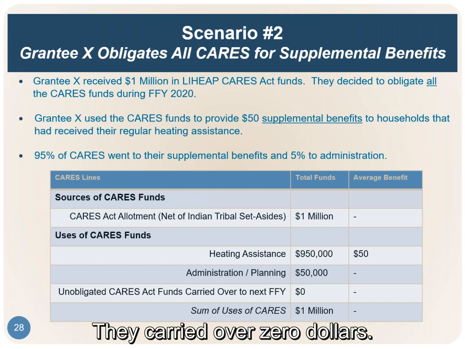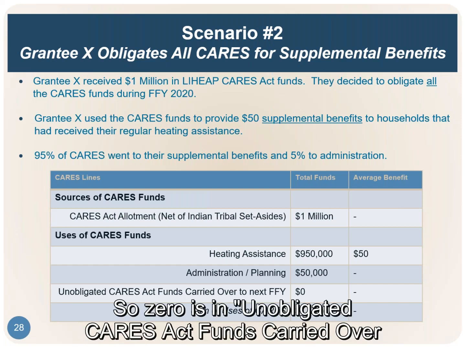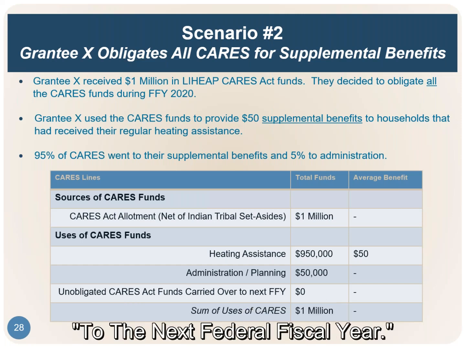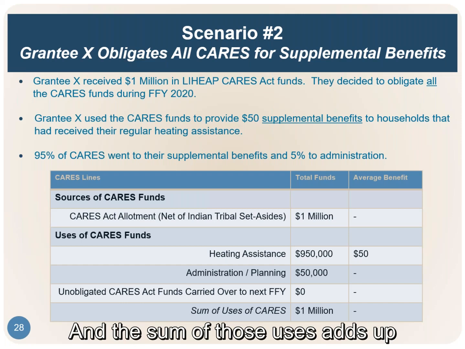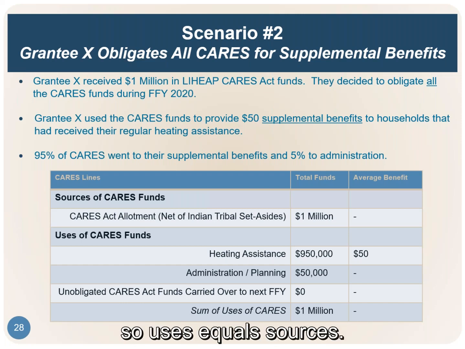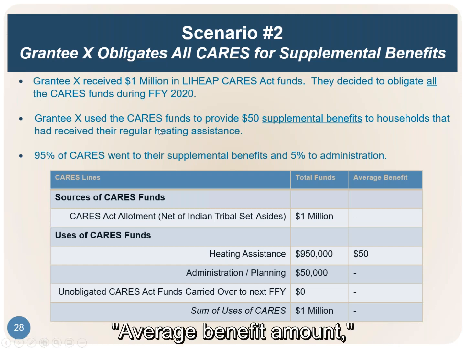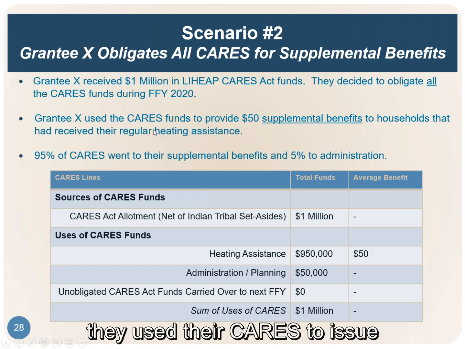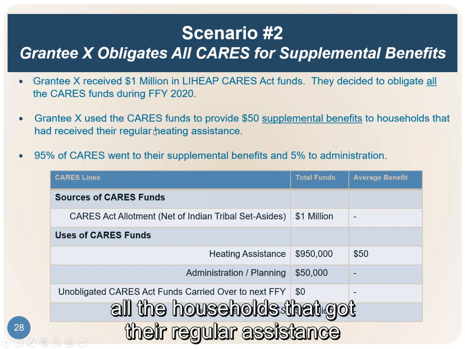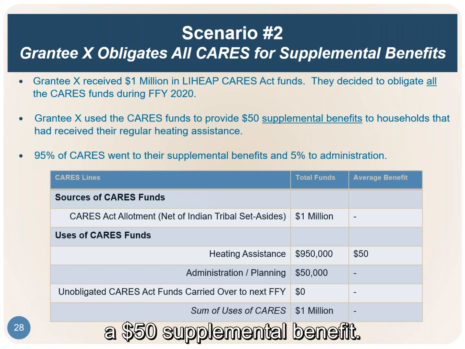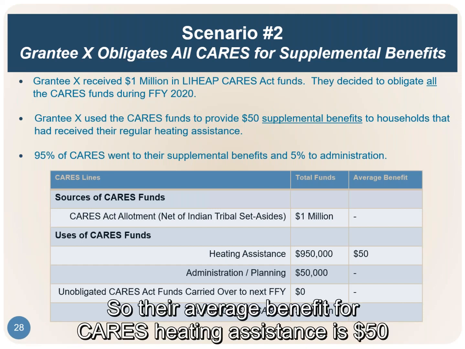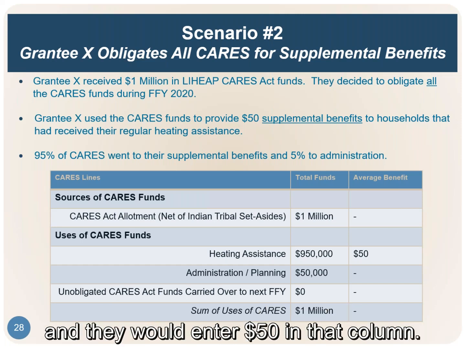They carried over $0, so zeros in unobligated CARES Act funds carried over to the next federal fiscal year. And the sum of those uses adds up to $1 million again. So uses equals sources. If you look in the column on the right, average benefit amount, they used their CARES to issue all the households that got their regular assistance a $50 supplemental benefit. So their average benefit for CARES heating assistance is $50, and they would enter $50 in that column.